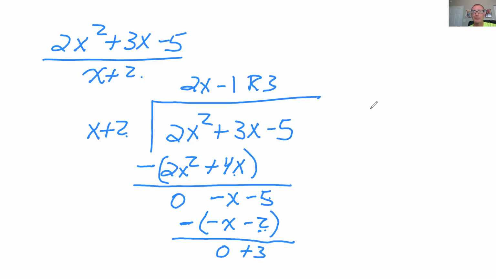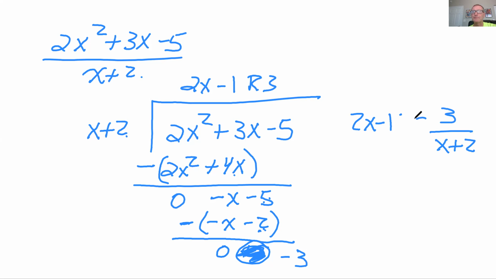And so if you take a look at this, you could rewrite it this way. 2x minus 1 with a remainder of, whoops, not plus 3, it would be minus 3, right? Minus 5 plus 2 is minus 3, my bad. So that would be a minus 3 over x plus 2. So like I said, a little bit tricky. Just kind of have to walk through a step-by-step approach.